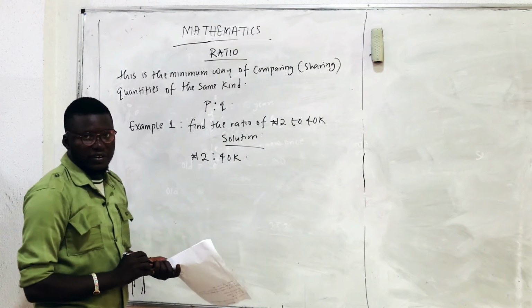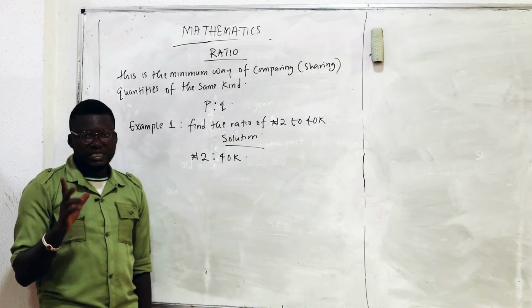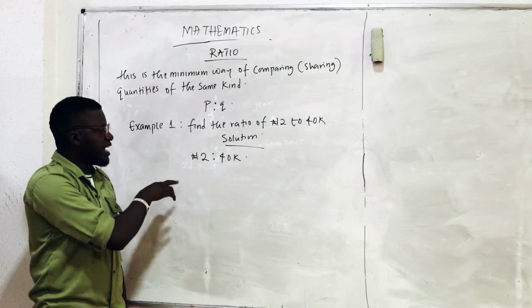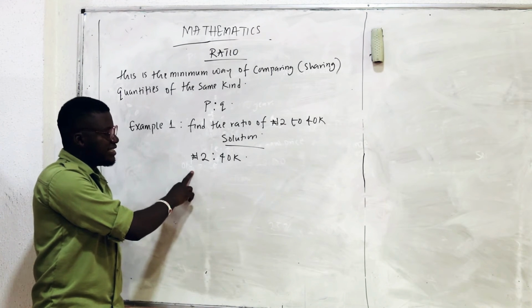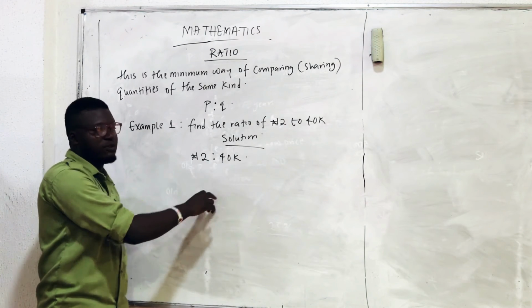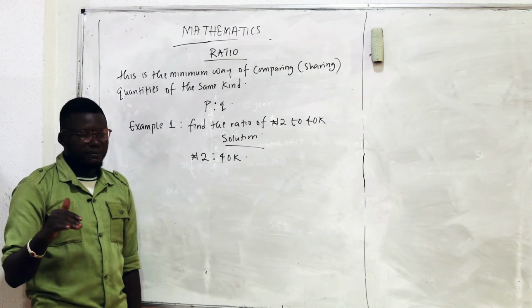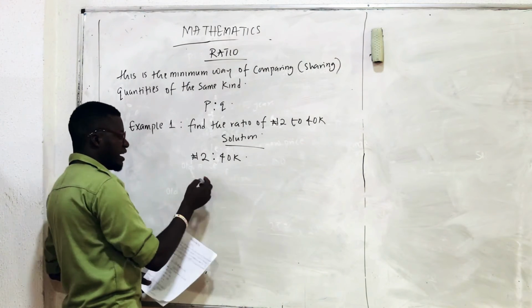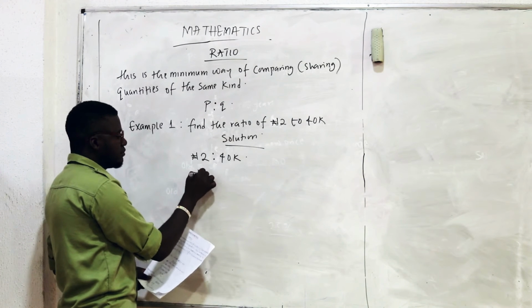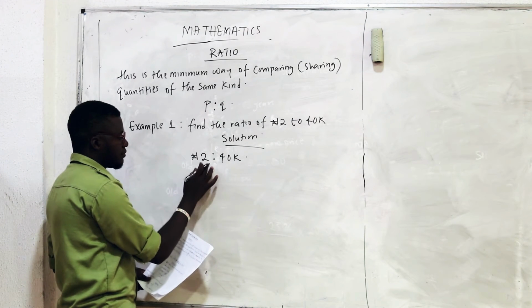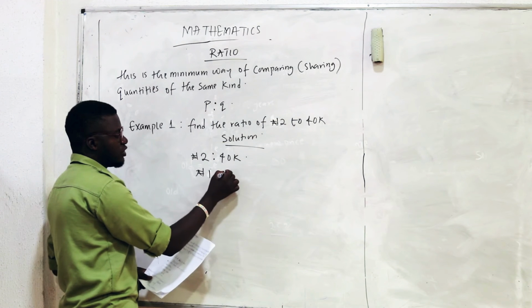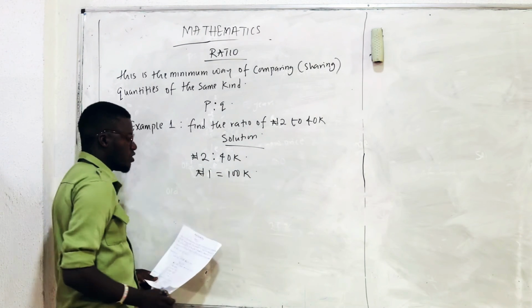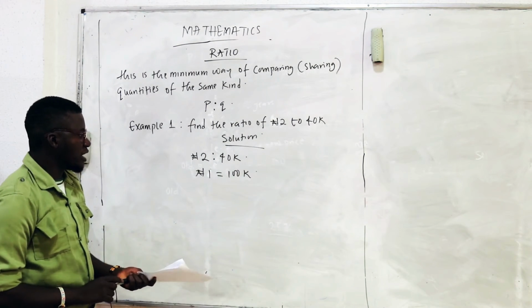But looking at it, I'll discover that the units are not the same. What I have here is naira, that is 2 naira, while here I have kobo. So I have to make the unit the same, by converting this naira to kobo. From our basic knowledge, 1 naira is equivalent to 100 kobo.